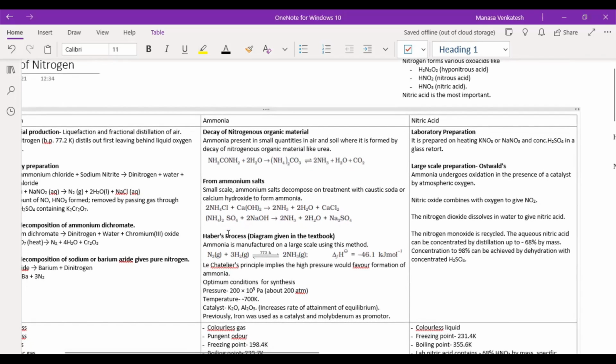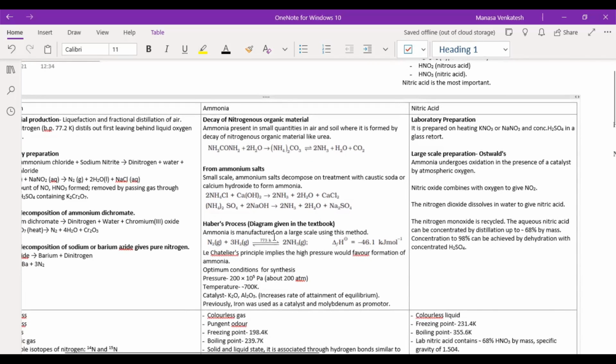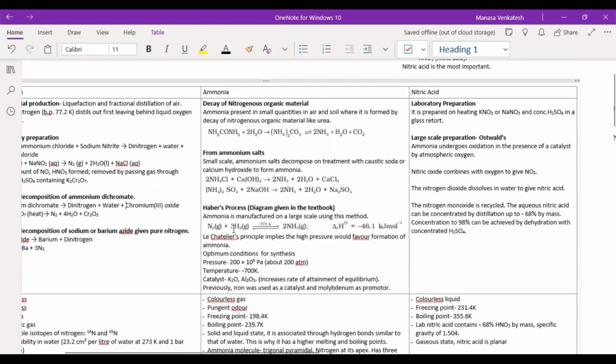Last is the Haber's process. Haber's process is actually used for the manufacture of ammonia on a large scale. So what happens is nitrogen is reacting with hydrogen to form ammonia. And the Le Chatelier's principle shows that when there is a high pressure, it will make sure that the reaction moves in the forward direction. So the pressure is going to be at 200 into 10 to the power 5 pascals, and temperature is at 700 Kelvin.